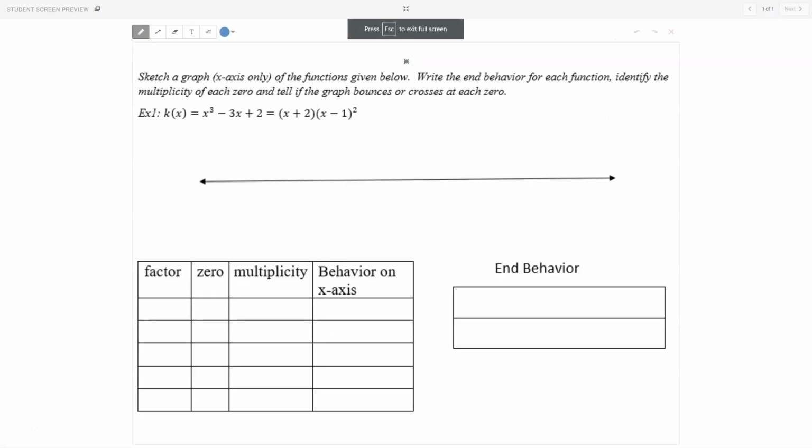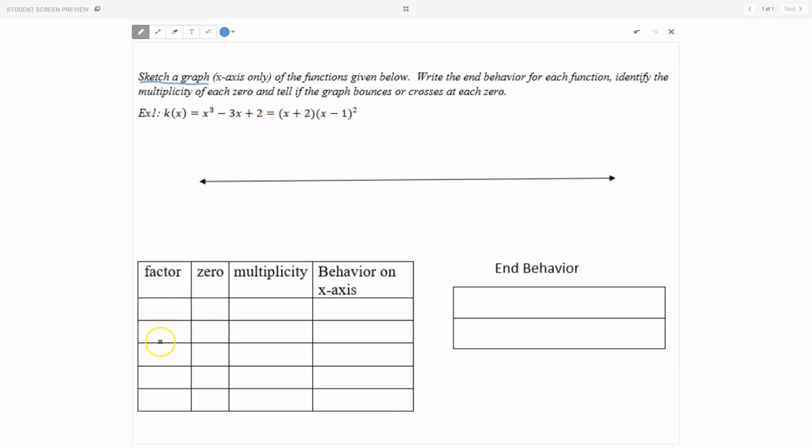All right, I'm going to model for you not only what I expect you to do on these problems, but how I expect you to know what to do. So the first thing that it wants us to do right here is sketch a graph, okay? But before I do that, I'm going to gather this information down here before I begin sketching it, okay?